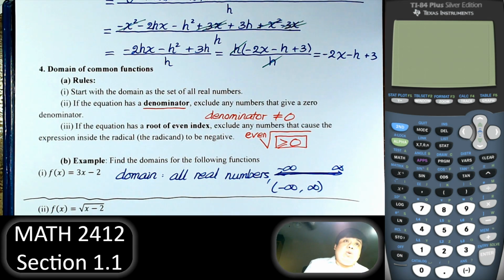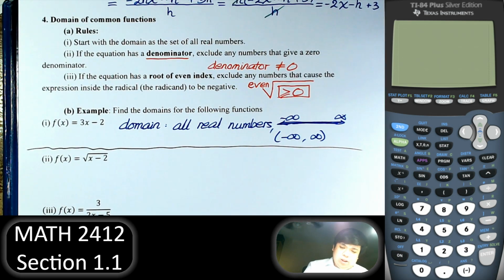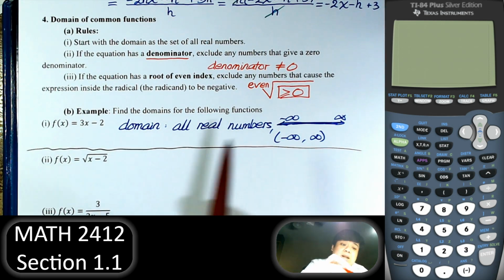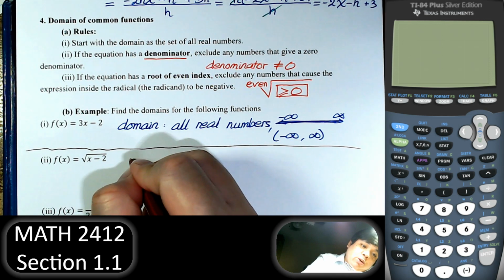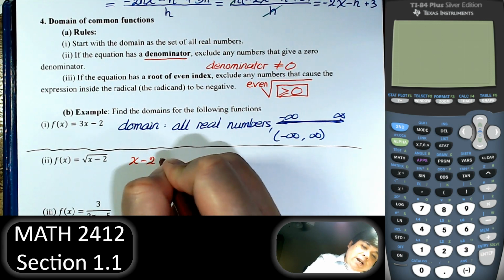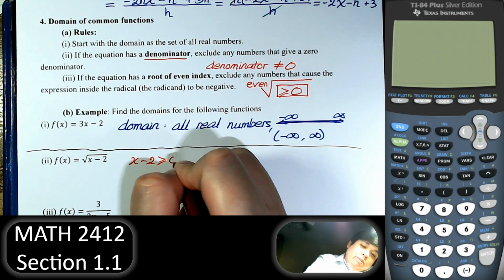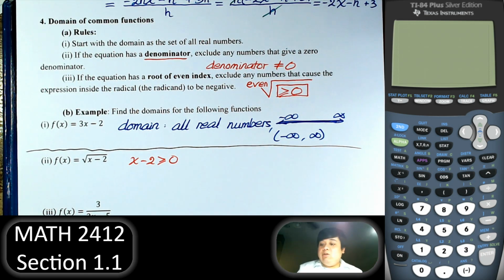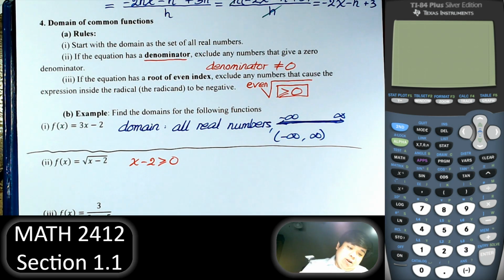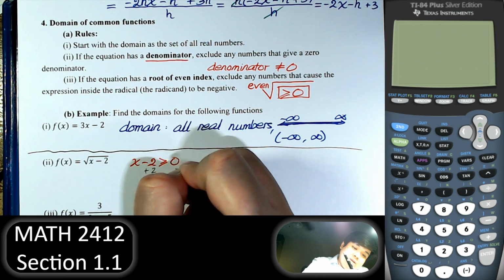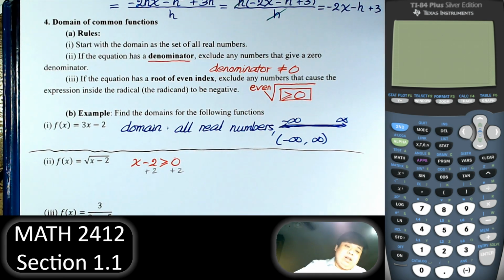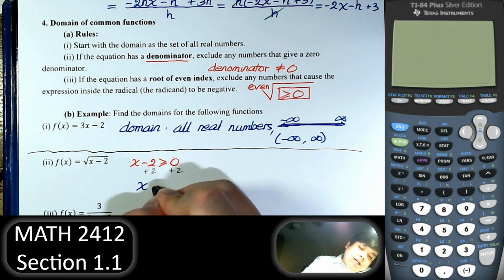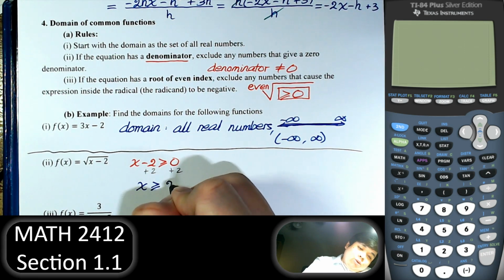Now this function, what we have is an even root, the square root. So the rule says whatever inside the even root have to be greater than or equal to 0, because we cannot have negative inside the even root. That could be imaginary. Right. Yes, easily, just plus 2 on both sides. We have x greater than or equal to 2.